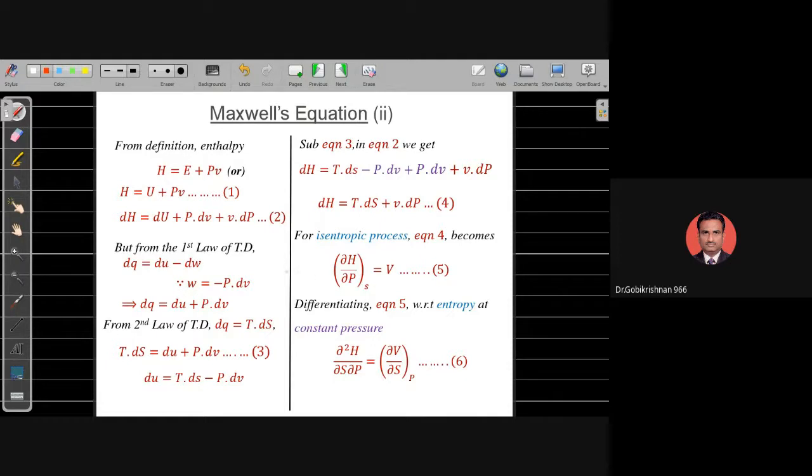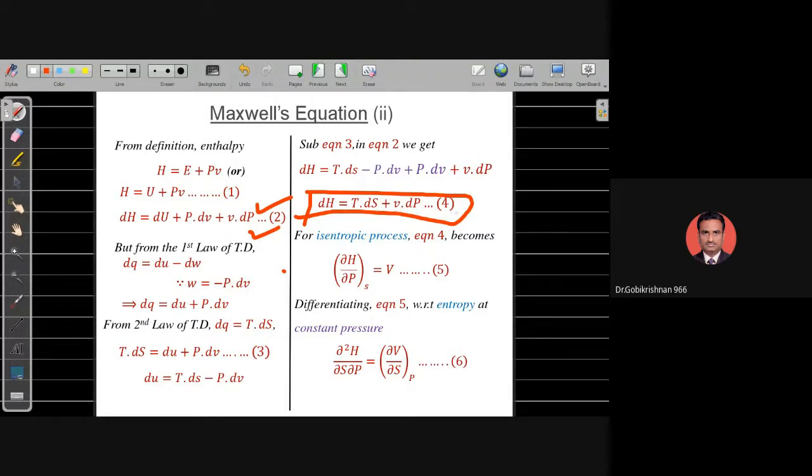Then by differentiating this equation, I got dH plus dA is equal to dU plus P dV plus V dP. Ultimately I got this expression. Then from the first and second law of thermodynamics, I have to replace. After replacing, ultimately I got dH is equal to T dS plus V dP.